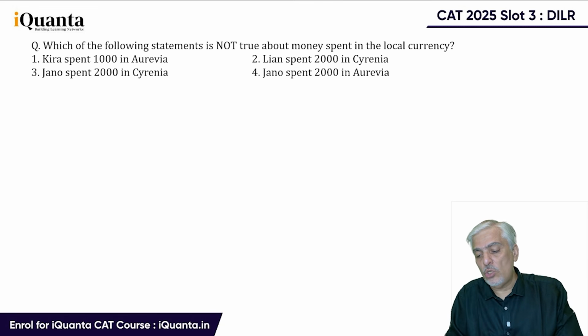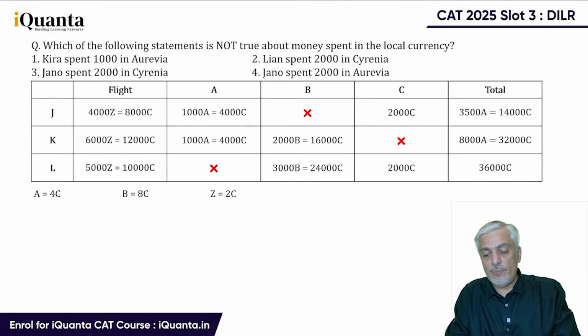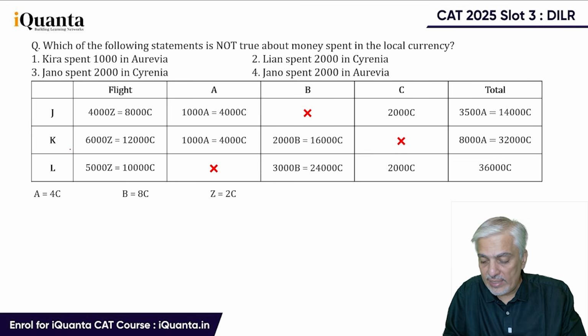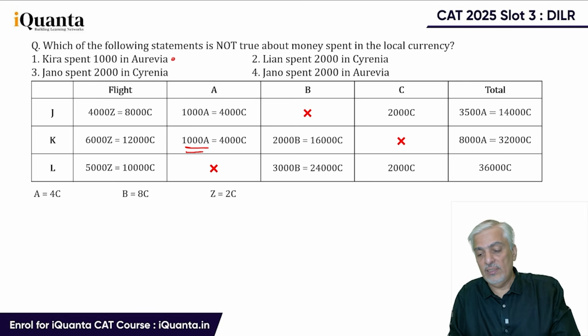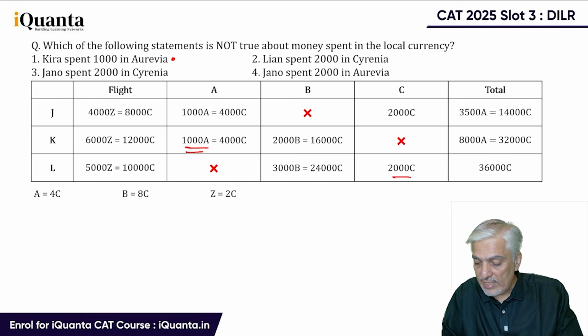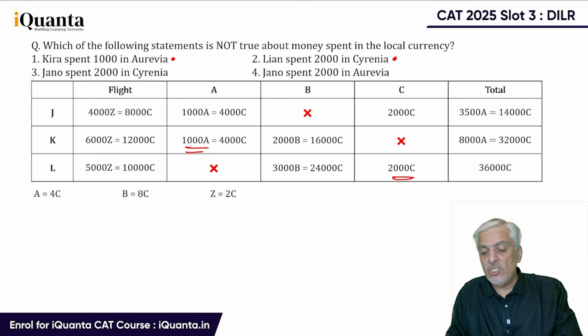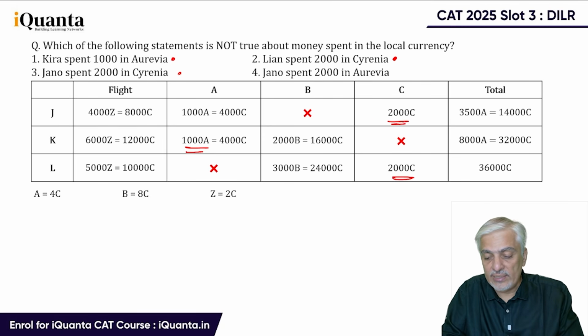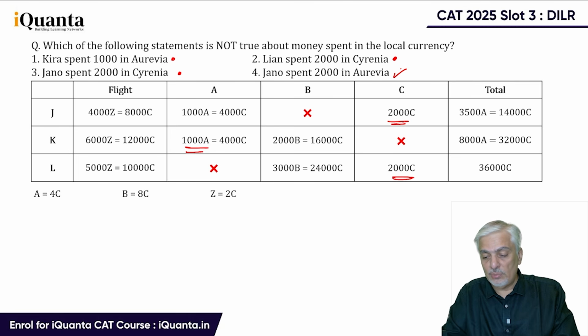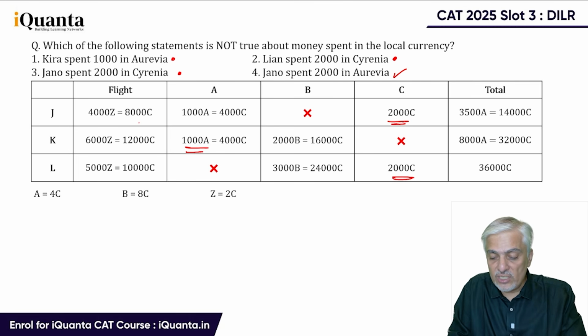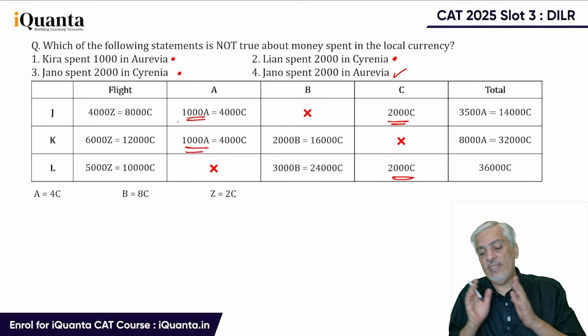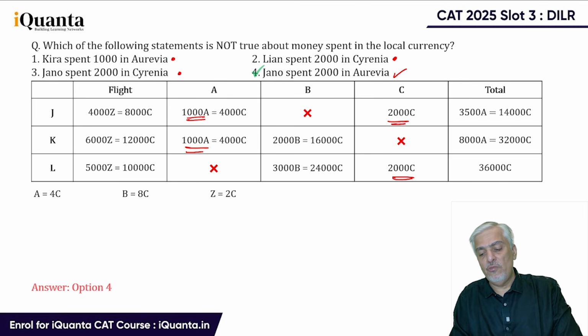Which of the following is not true about the money spent in local currency? K spent 1,000 in A. So let's look at K. K has spent 1,000 in A. That is correct, so this is a right statement. So not my answer, because we want which of the following is not true. L spent 2,000 in C. Yes, that is also correct. J spent 2,000 in C. That is also correct. So answer has to be the fourth option. But let's check. J spent 2,000 in A. J spent only 1,000 in A, and that is incorrect. Therefore, answer is the fourth option.